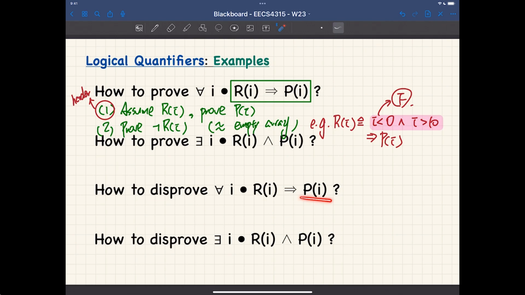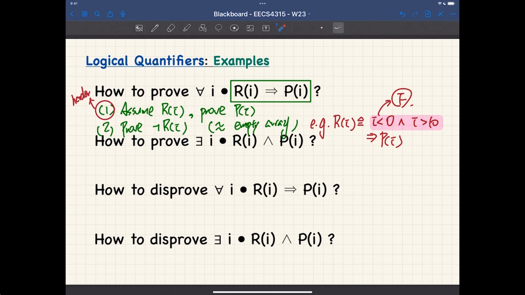Pi is false, okay? But what about Ri? Because if Ri is false, Pi is false. False implies false is true, right? So proving just Pi is false is not enough. You ought to really say that there's got to be an i such that it will satisfy the range, but it doesn't satisfy this. That's what you've got to do. You want to find a witness.